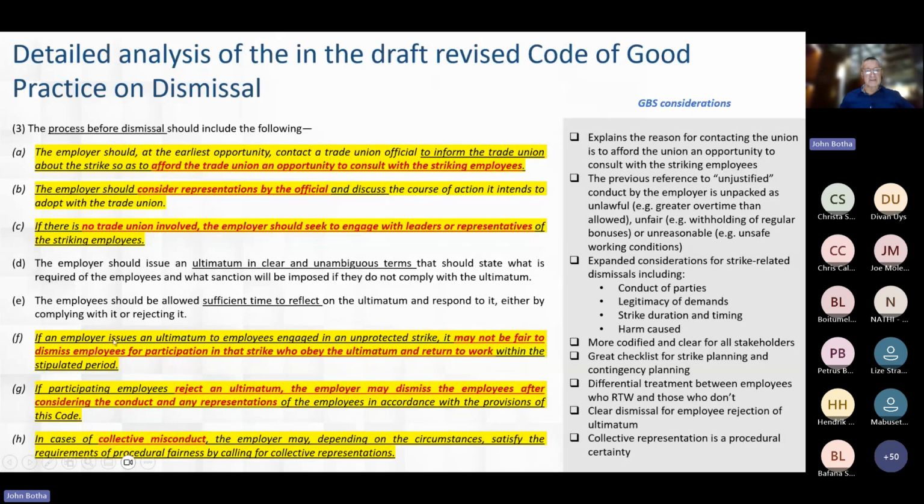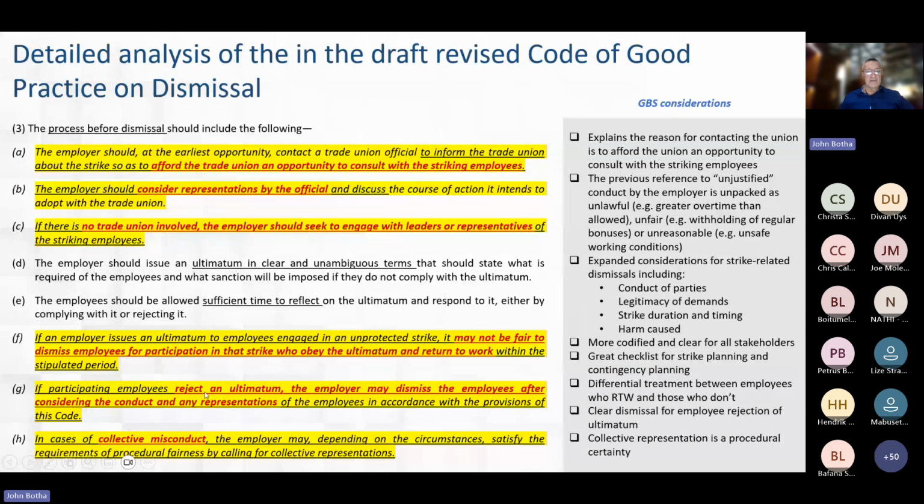It then takes that ultimatum and it says, if you issue an ultimatum in point F to employees engaged in an unprotected strike, it may not be fair to dismiss employees for participation in that strike who obey the ultimatum and return to work within the stipulated period. You've got to be careful with your ultimatum, because if you say, if you don't return by 8 o'clock tomorrow morning, you're going to be dismissed, the point is, if they do return, and you've said that, you can't dismiss. You've got to say, if you don't return by 8 o'clock the next morning, and you don't have a pre-existing similar warning, you won't be dismissed. See, you've got to be careful how you word these ultimatums.